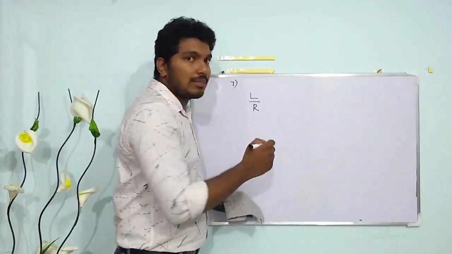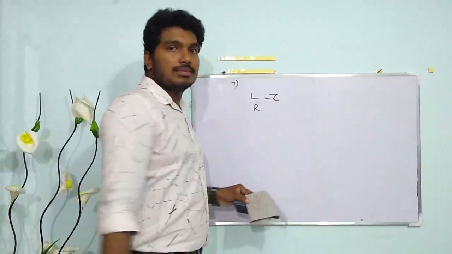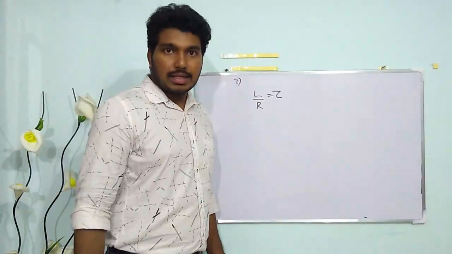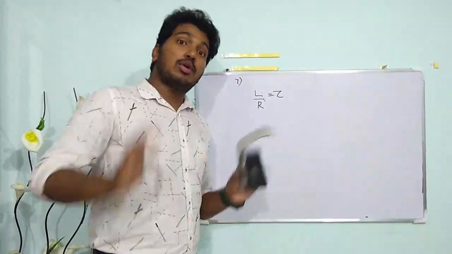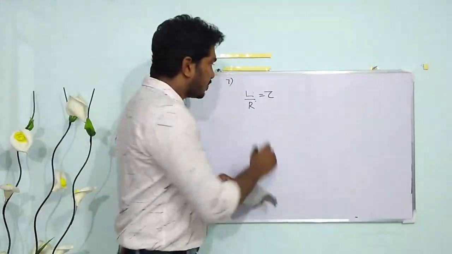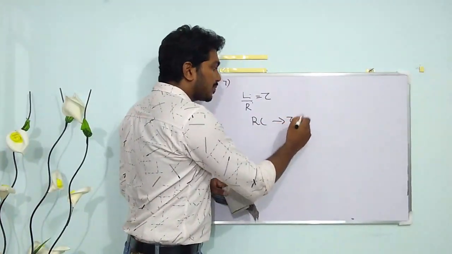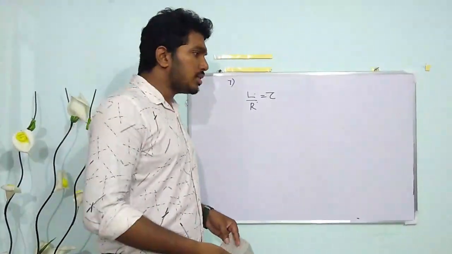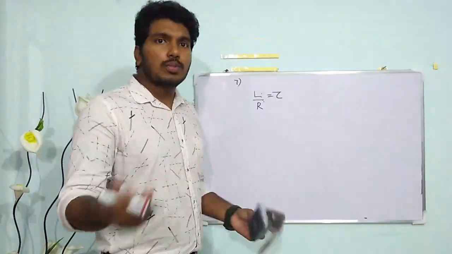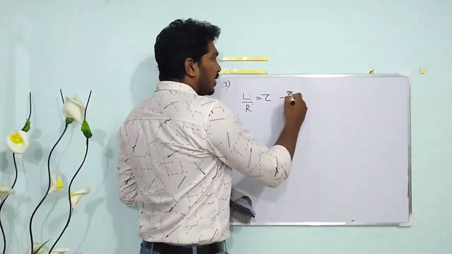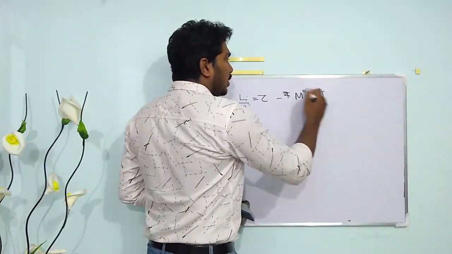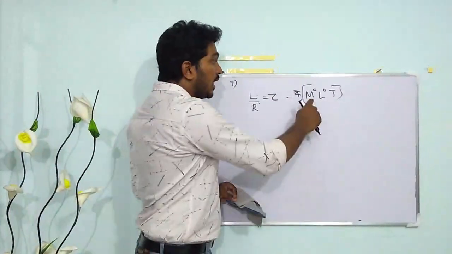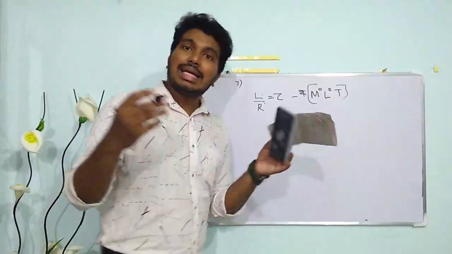L by R is known as the time constant. In an LR circuit, you define this time constant. Suppose they ask you RC, again, that's a time constant. So here, L by R is actually the time constant. So what should the dimension for tau be? It should be T, or we can write M raised to 0, L raised to 0, T. So the dimension of L by R will be the dimension of the time constant, which is M raised to 0, L raised to 0, T, or simply T.